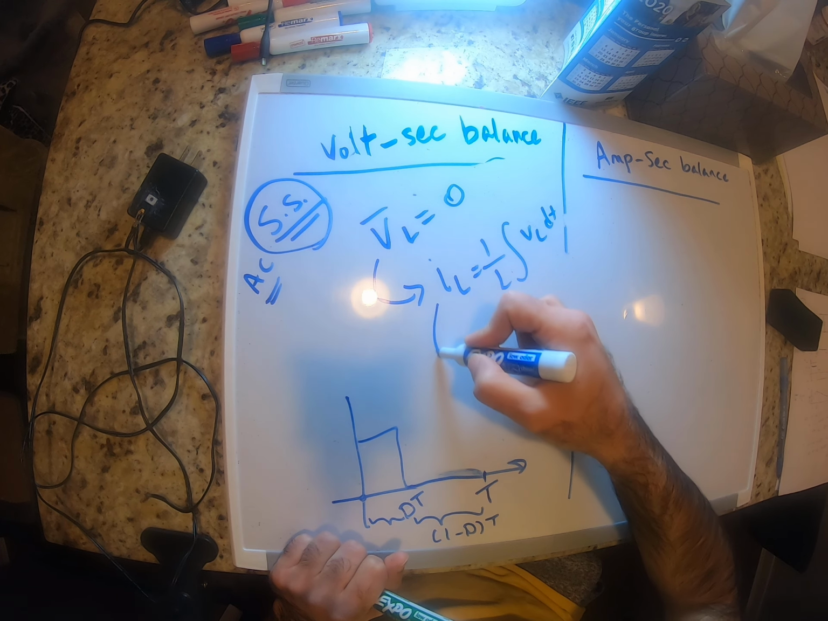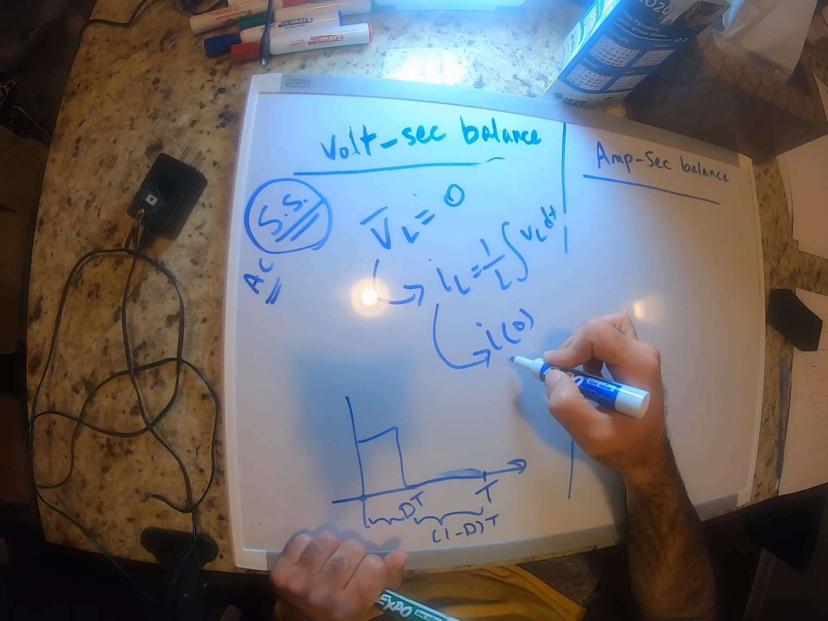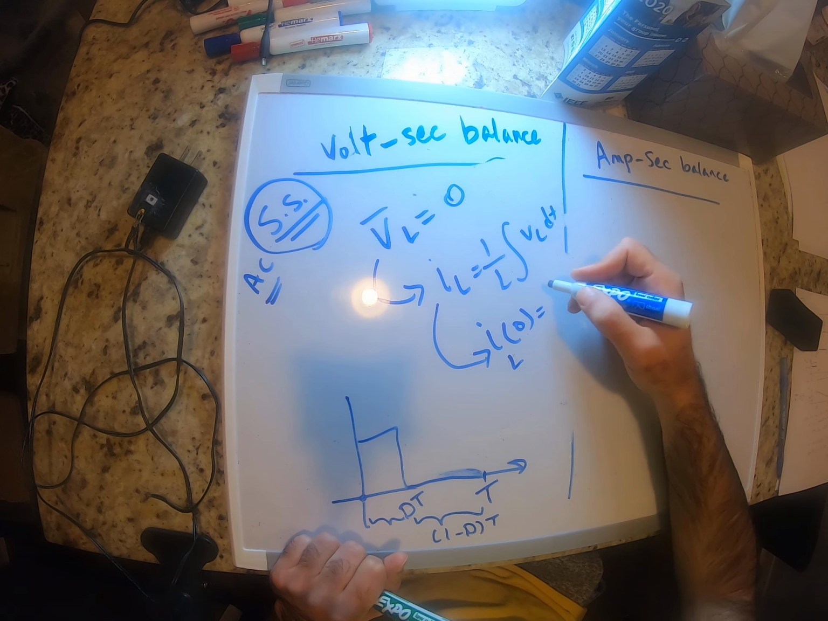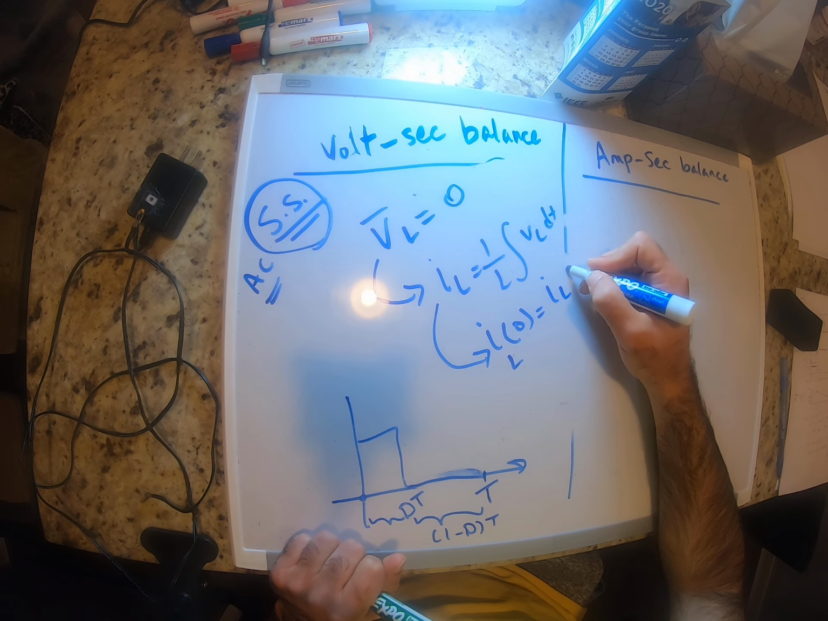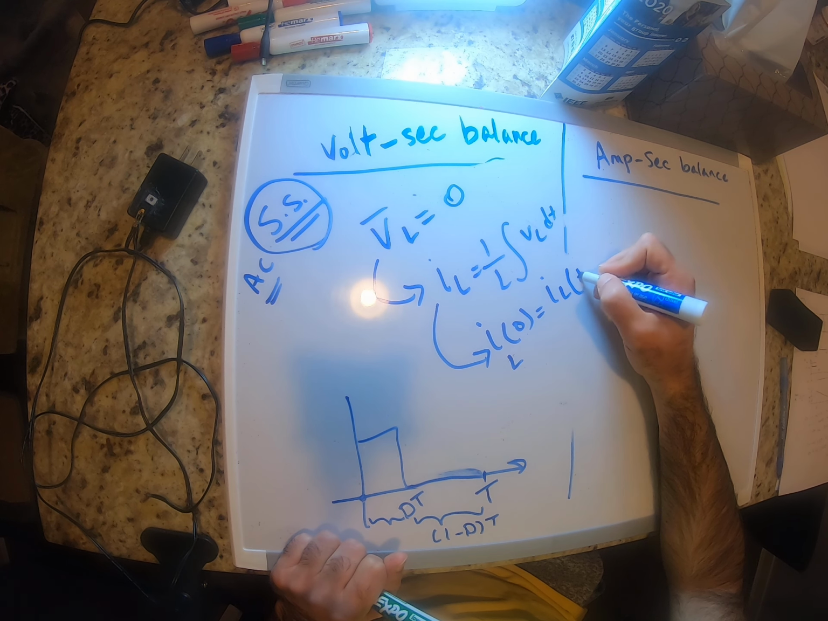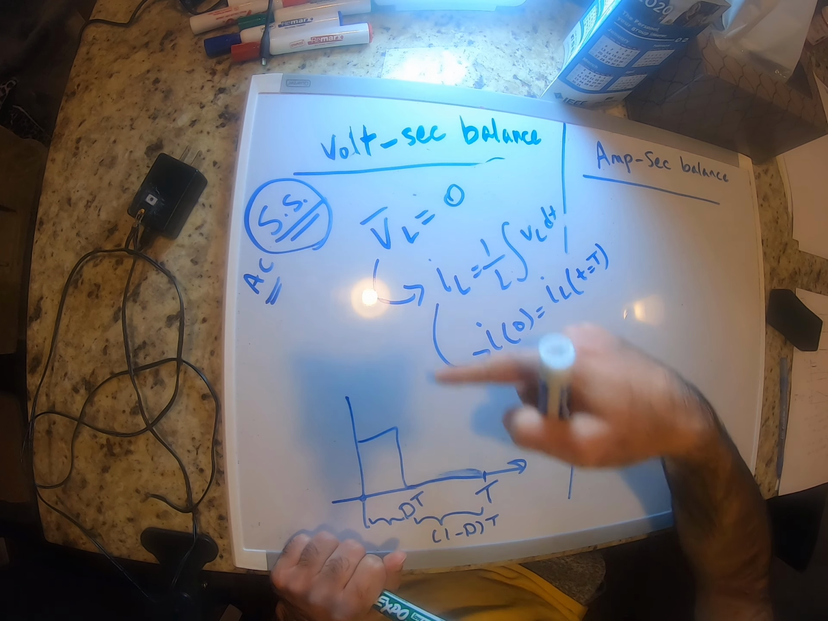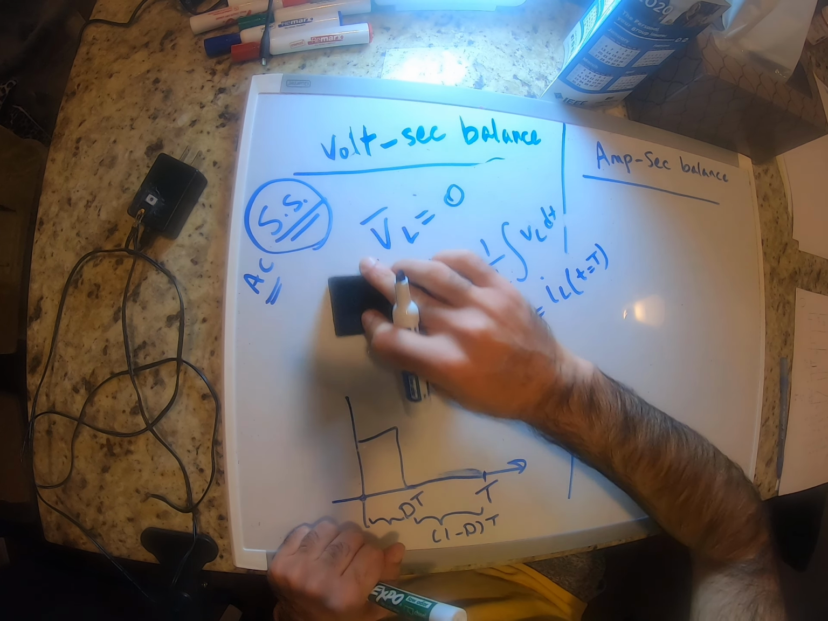if this is 0, it means that the current of the inductor at the beginning of the period is always equal to the current of the inductor at the end of the period. Right, so this is what volt-second balance tells us.